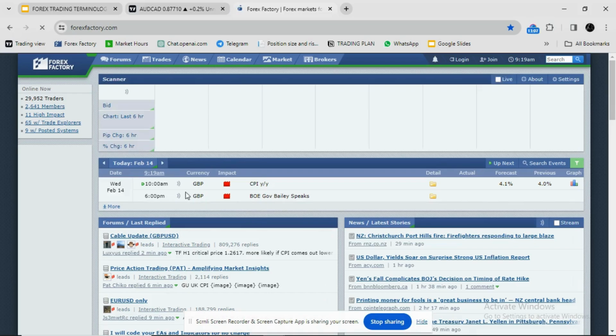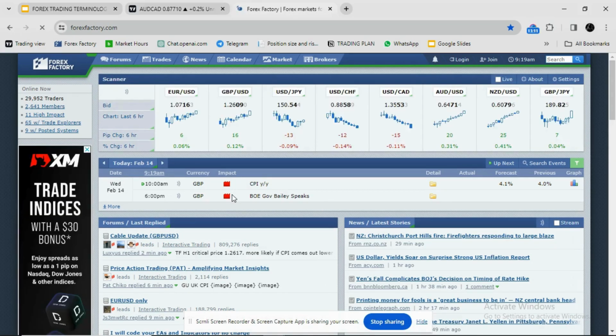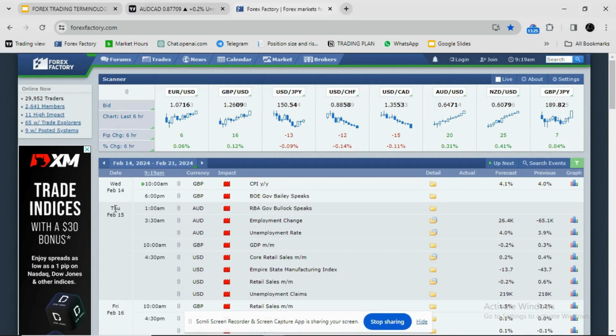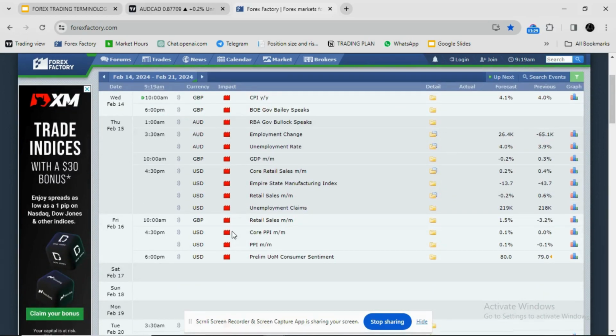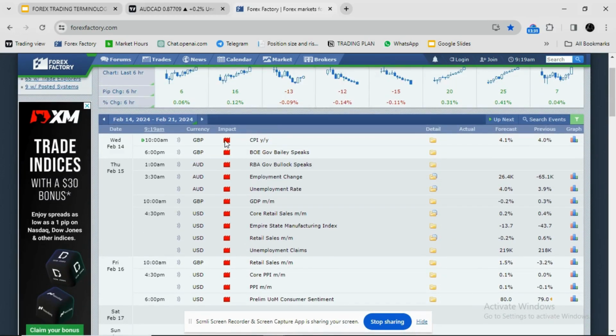See, this is Forex Factory. And you see, like today, it's on Wednesday, there's this economic calendar showing me that we are going to have news, right? We are going to have news, and it's a red folder, right? It's a red folder news, which means it's going to highly impact the market, right?